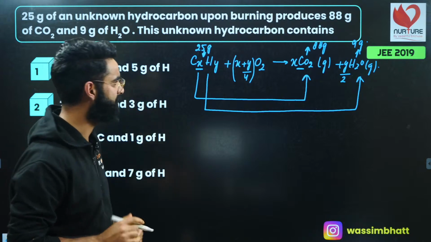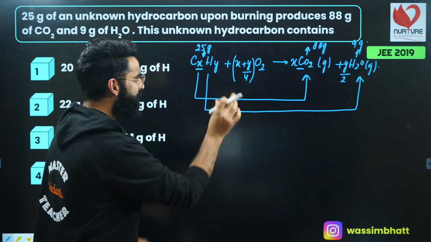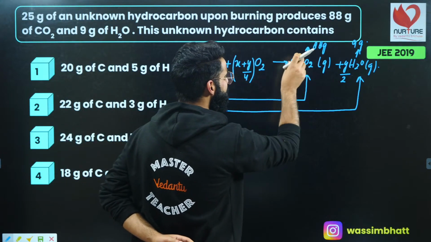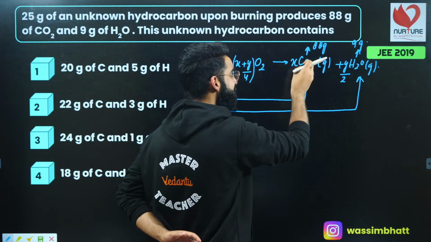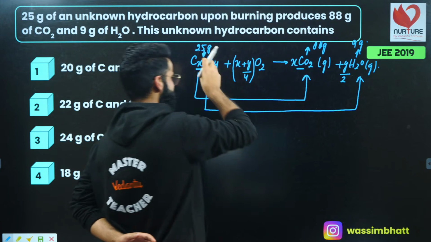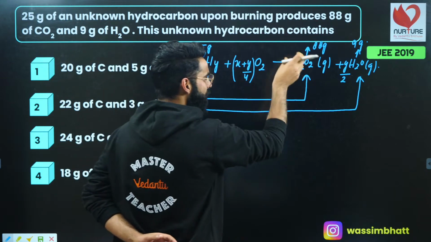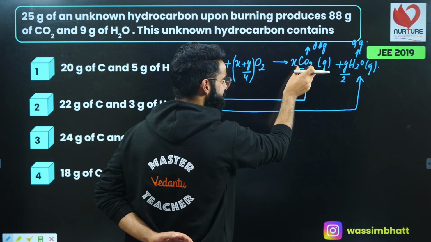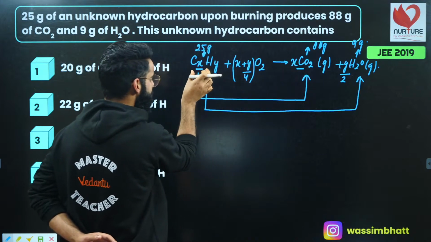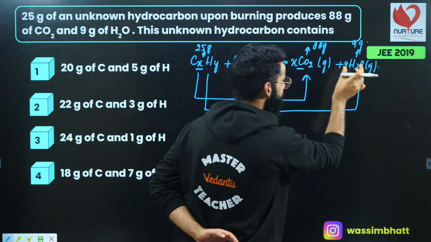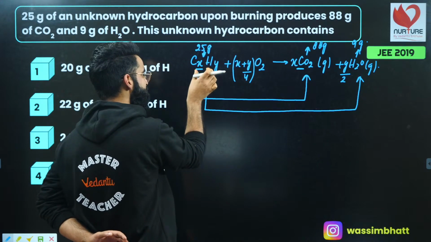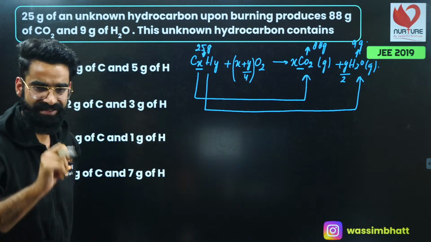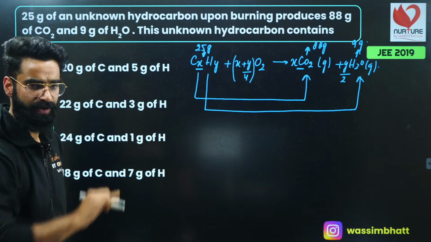Very simple thing, understand. If I simply get to know how many grams of carbon are there in carbon dioxide, that actually means I'll be getting the grams of carbon present in the hydrocarbon, because whatever grams of carbon are present right here, the same grams of carbon will be present right here. Similarly, whatever grams of hydrogen are present right here, the same grams of hydrogen will be present in this compound as well. As simple as that, right? Now see what I'll be doing.